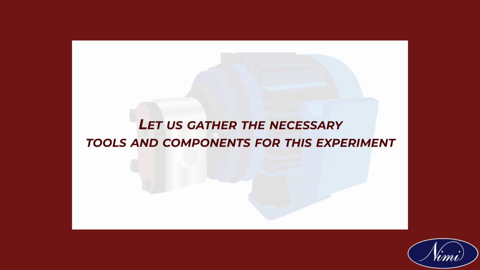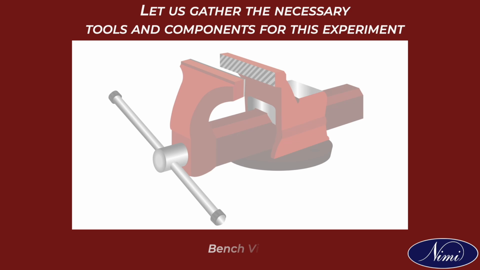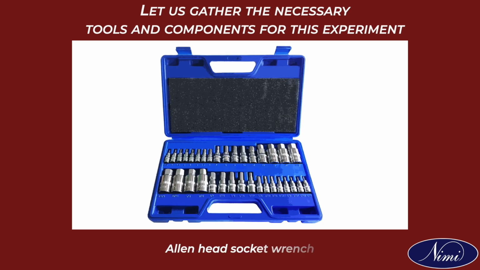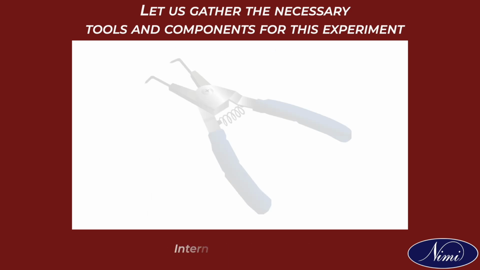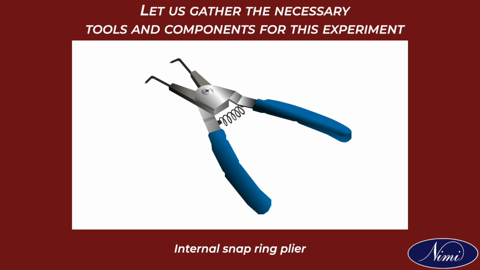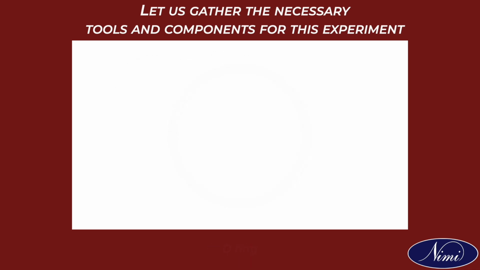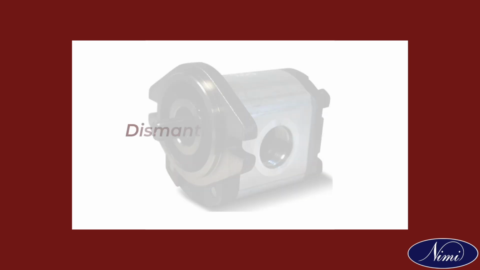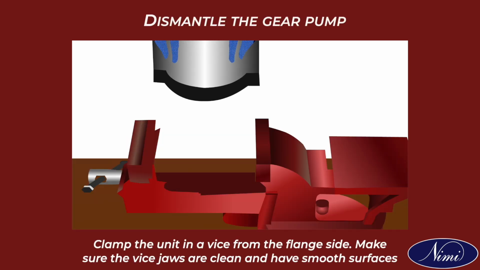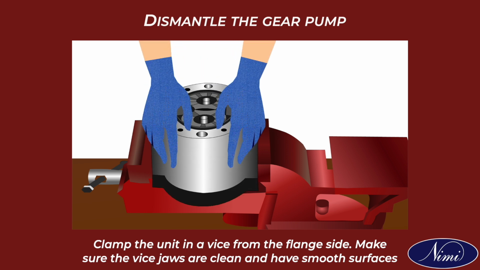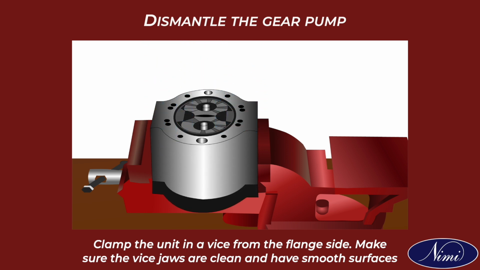Let us gather the necessary tools and components for this experiment: bench vise, Allen head socket wrench, internal snap ring pliers, gear pump, O-ring, oil seal. Dismantle the gear pump. Clamp the unit in a vise from the flange side. Make sure the vise jaws are clean and have smooth surfaces.